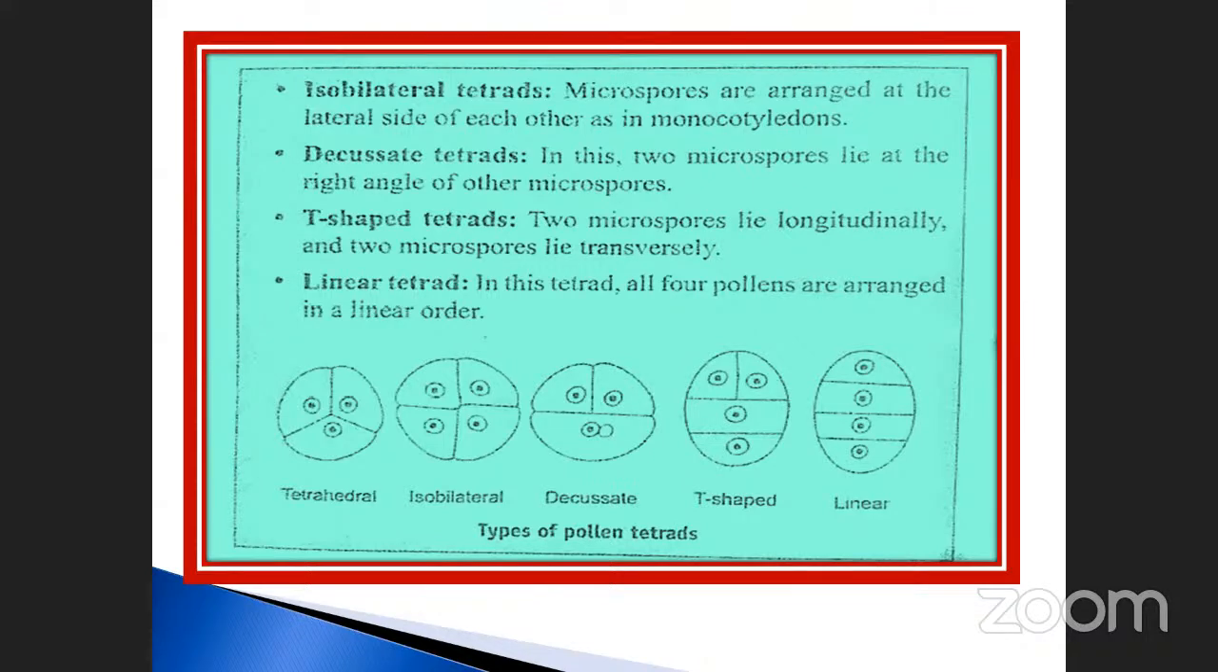This is another two microspores. And this is called a T-shaped tetrad. Two microspores lie longitudinally and two microspores lie transversely. Linear tetrad: all are arranged in a line. In this tetrad, all four pollen grains are arranged in linear order only. These are the types of pollen tetrads.